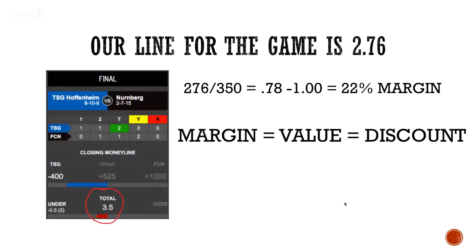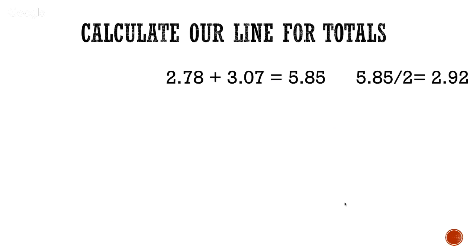Was 3.5, and we had the total as 276. So the under one there. So hopefully that made sense, and that's really how simple it is. All right, let's look at another one here.